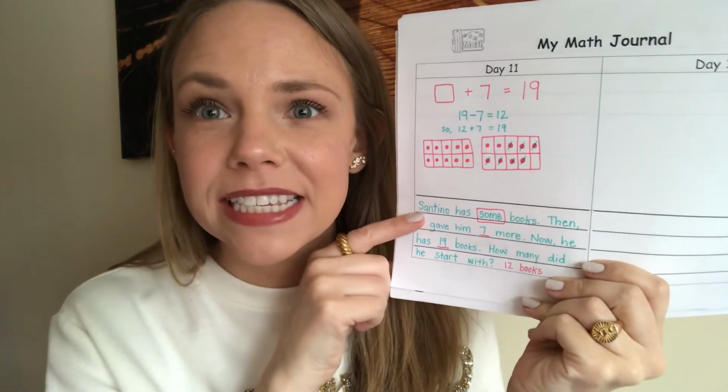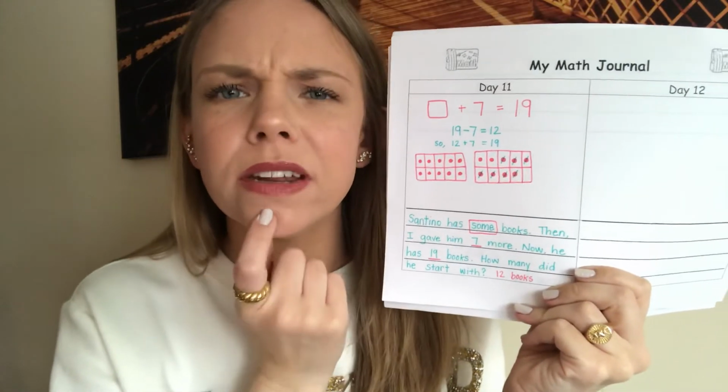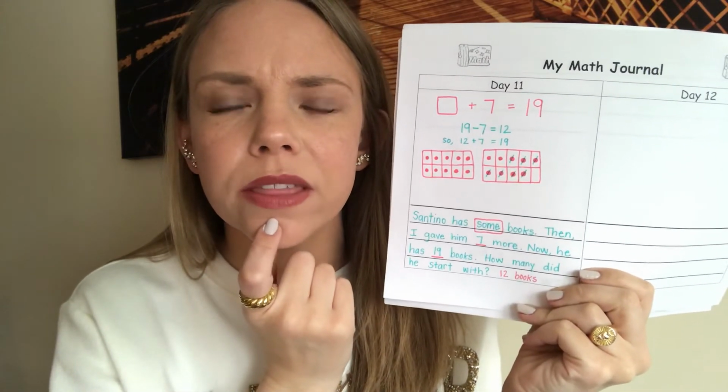Santino has some books. Remember, today we're focusing on start unknown. So I can't tell you how many he starts with. That's why I said some. Santino has some books. Then I give him 7 more. Oh, doesn't sound like a subtraction. This sounds like an addition start unknown problem. Now he has 19 books. How many did he have to start with?